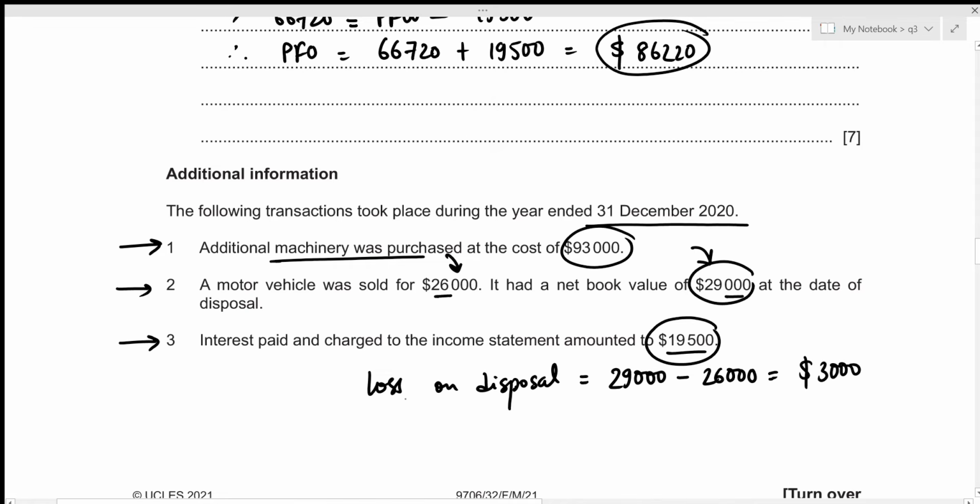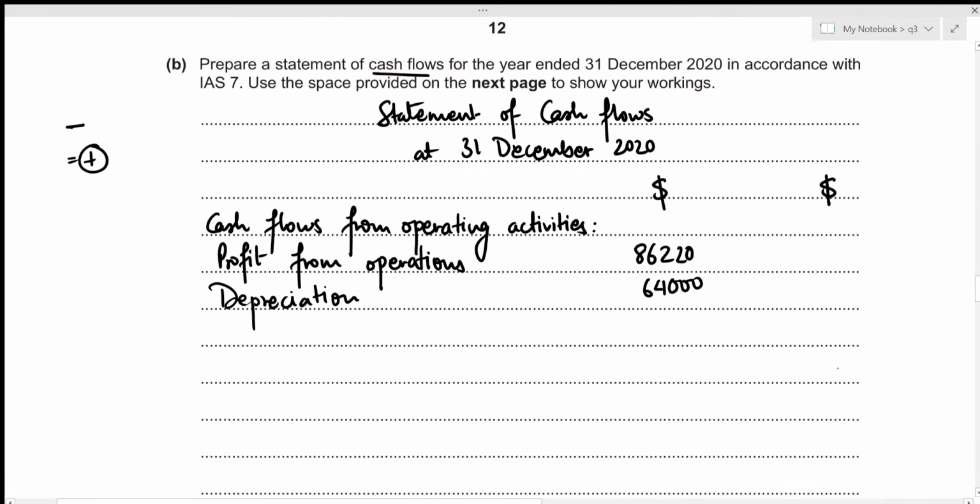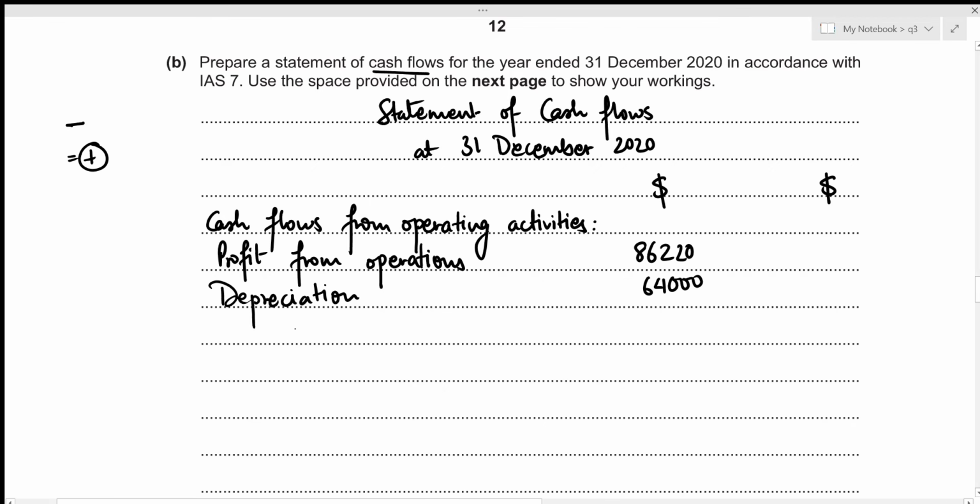And remember that this loss is again a non-cash expense because this is not really a cash loss. We do not have to lose any cash, right? And previously, when figuring out the profit from operations, we obviously subtracted the loss, but we need to reverse it now. So we are just going to add this 3,000 back to our cash flow statement. Let's do that. Loss on disposal. That's 3,000. Okay, so the first step is completed. We have adjusted all of our non-cash expenses that we included in the income statement to our cash flows.